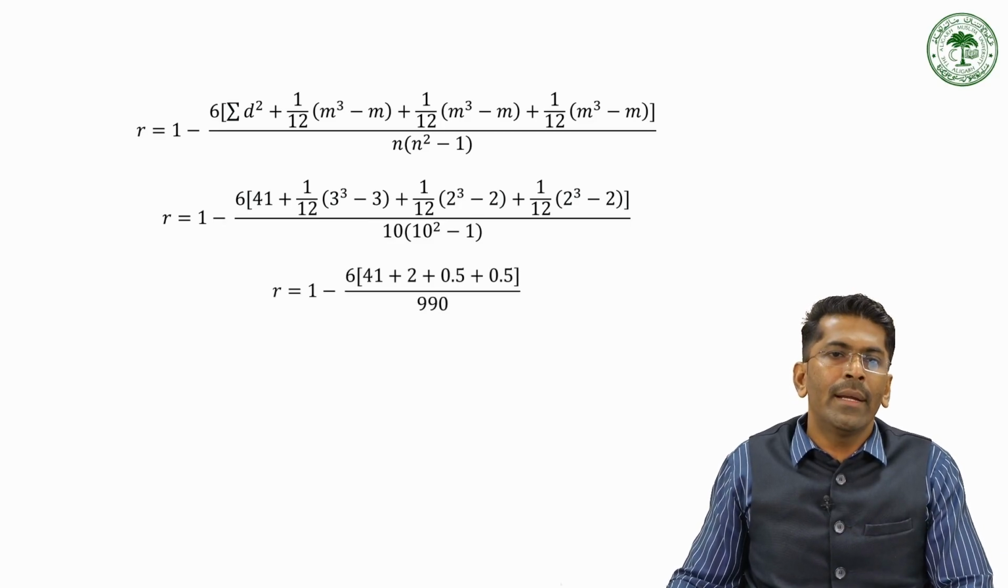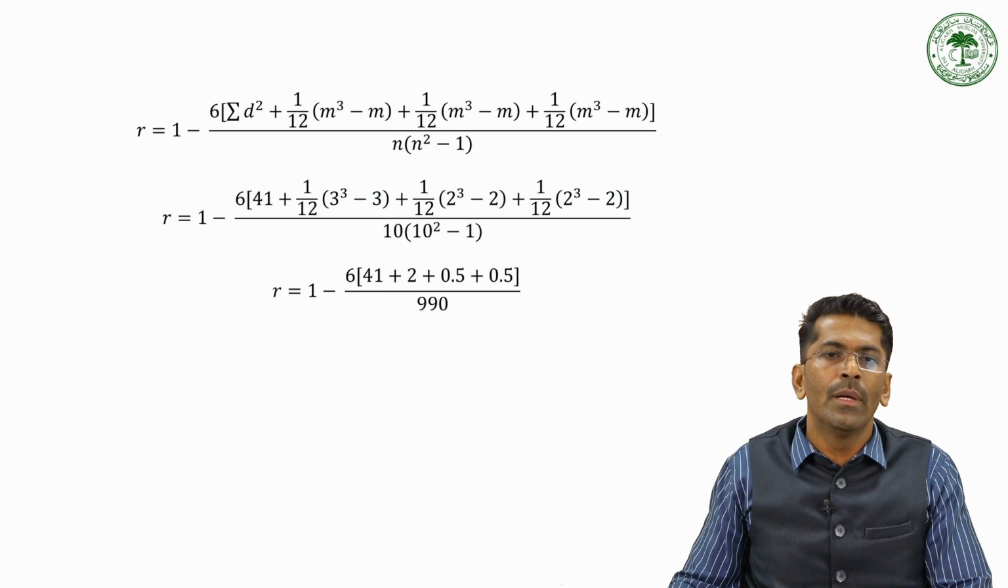Now we can simplify it. See, r is equal to 1 minus 6 into 41 plus 1 by 12 into, what is 3 cube, which is 27, minus 3, which is 24. 24 divided by 12 is equal to 2, plus 1 by 12 into, what is 2 cube, which is 8. 8 minus 2 is equal to 6. 6 divided by 12 is equal to 0.5. Again, 1 by 12 into 2 cube minus 2, that is, 8 minus 2, which is equal to 6. 6 divided by 12 is equal to 0.5.